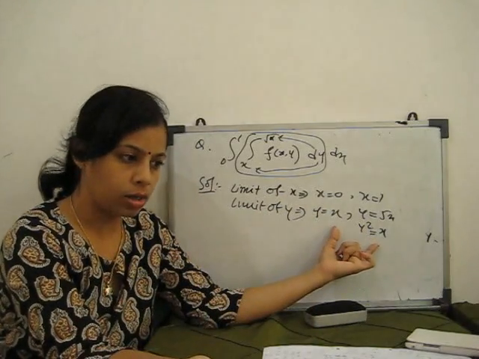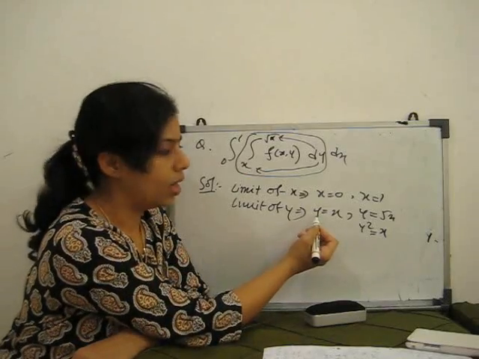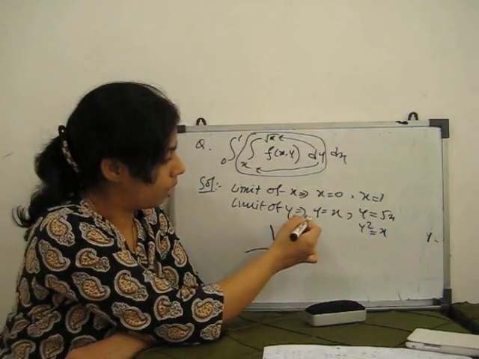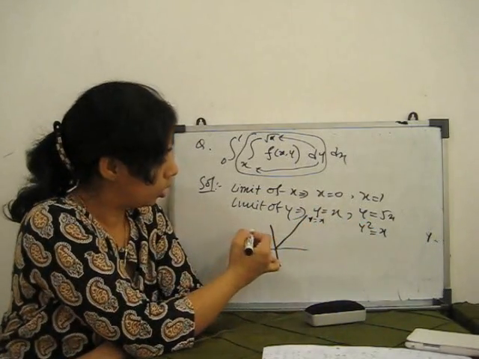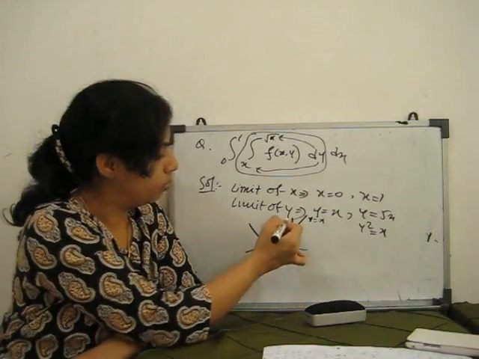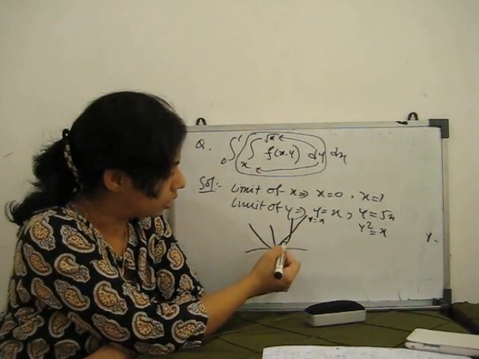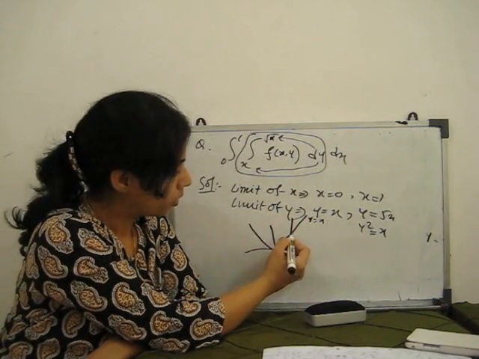If we plot them, what are they? One is a parabola, one is a line. This line is y equal to x, and the parabola is x equal to y square. If we plot, it will look like that. So what is our region? The region is this one. This region we have to find out.